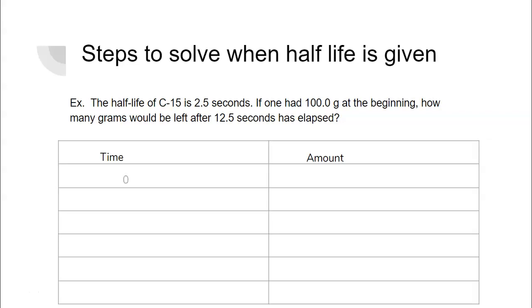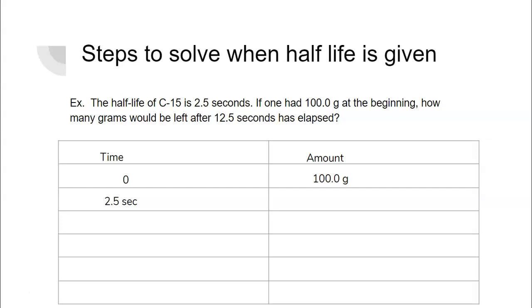Under time, I'm going to put 0 because I'm going to start in the present. Okay, so at my starting point, I'm going to look at my problem, and my problem says that I have 100 grams. So I'm going to put that in amount. I'm going to go through my first half-life. Okay, it tells me that the half-life of carbon-15 is 2.5 seconds. So I'm going to put my first half-life as 2.5 seconds.